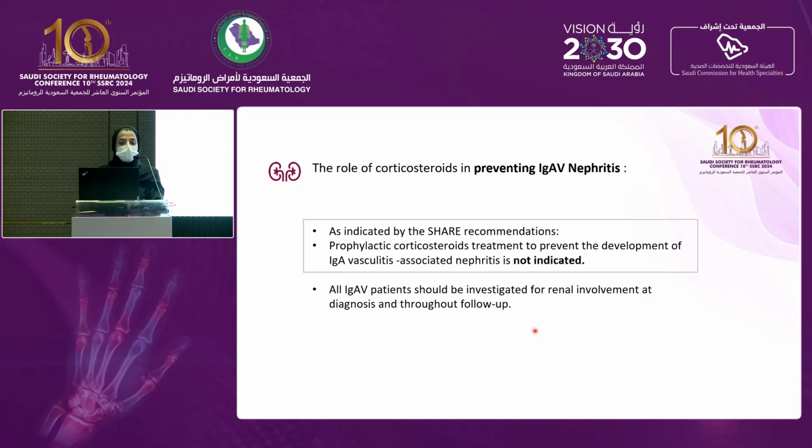So for the role of steroid in preventing IgA vasculitis nephritis, as indicated by the SHARE recommendation, it's not indicated. The prophylactic use of steroid is not indicated for patients who have isolated extra-renal symptoms or isolated hematuria. However, we still need to investigate for renal involvement at the diagnosis and through follow-up by measuring the blood pressure and urine analysis.